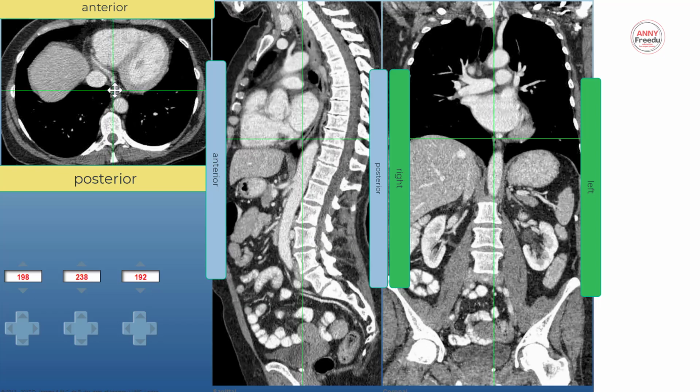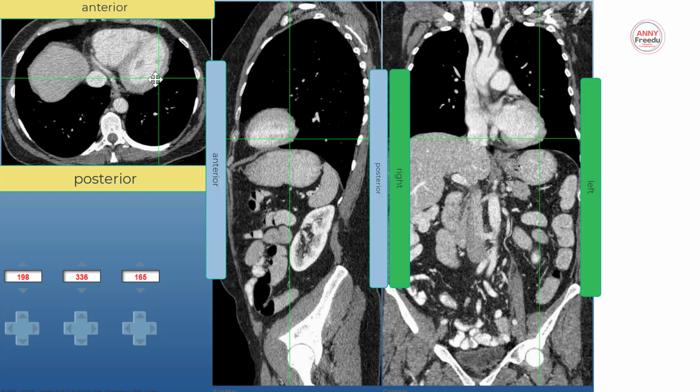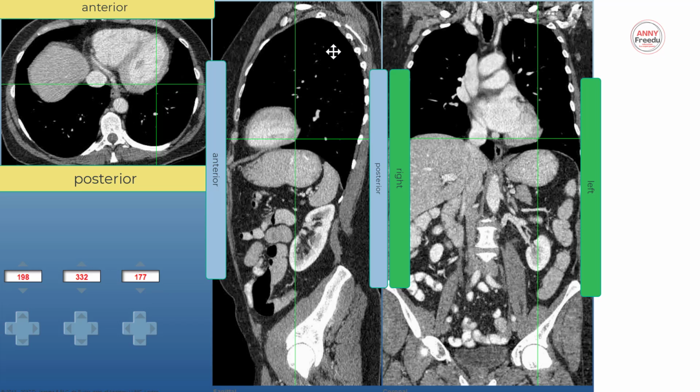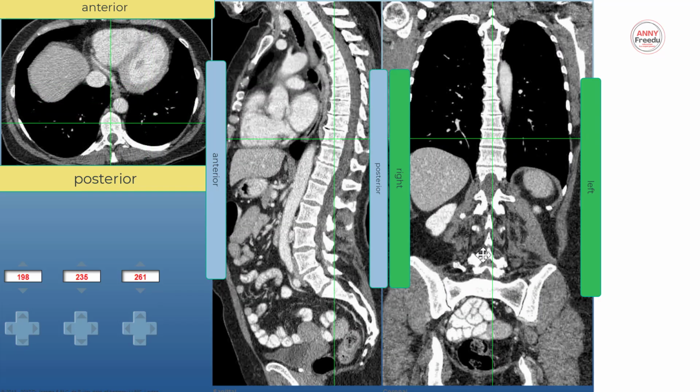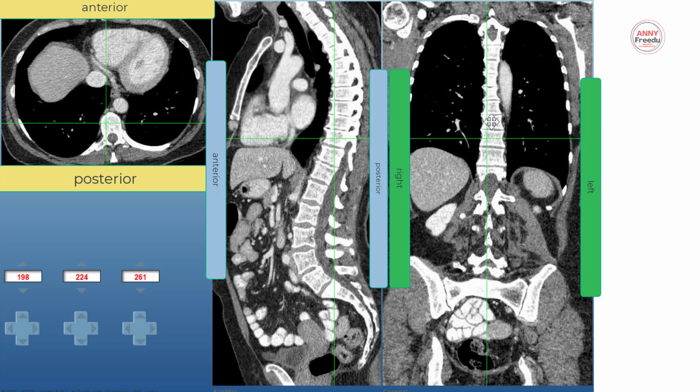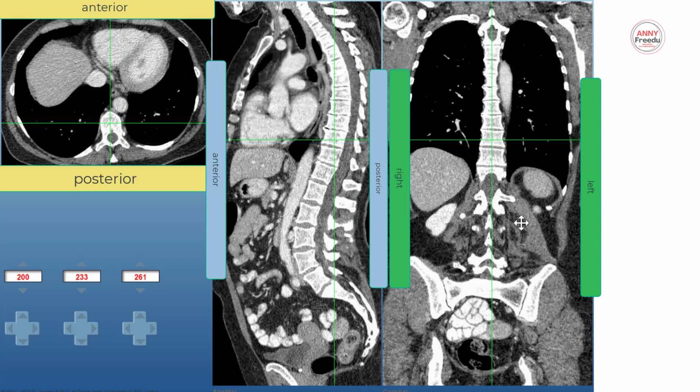I can move these two lines together. So for example, if I want to see vertebral column on sagittal as well as coronal plane, I will move these two lines here together. Sagittally, I can see vertebral column as well as on the coronal plane. I can see that too.